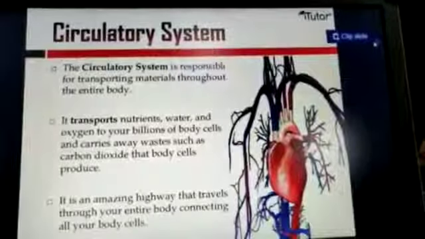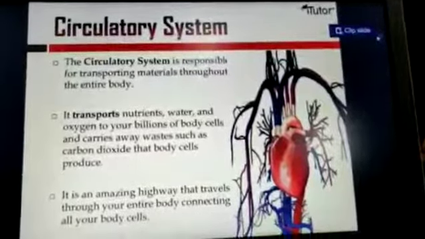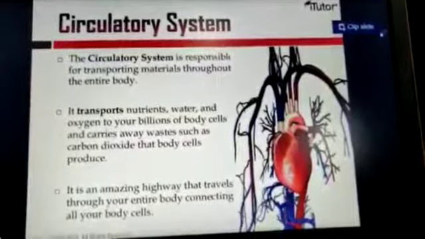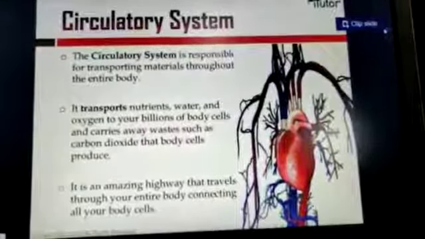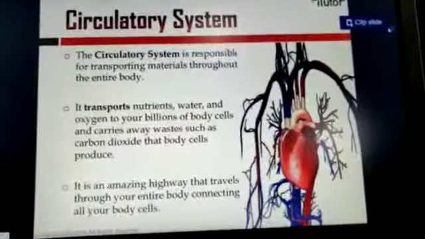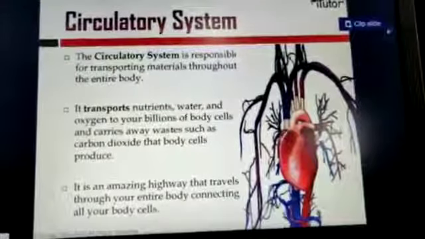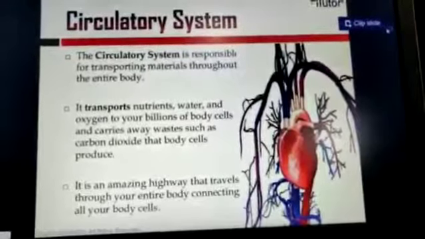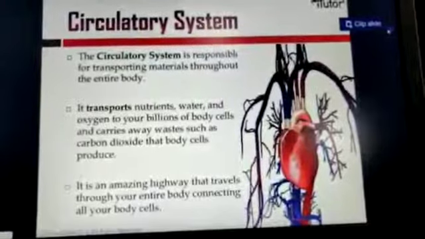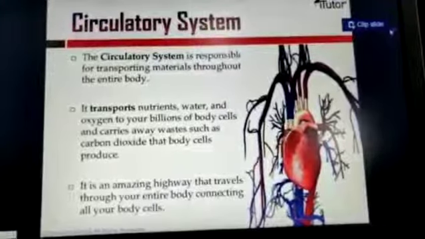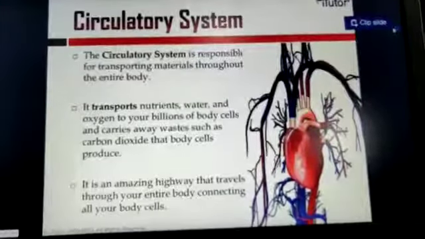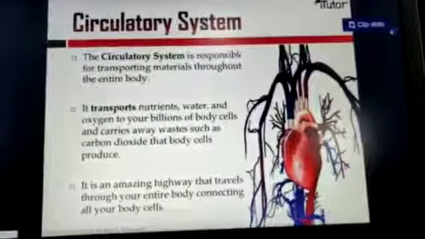Good afternoon, students. In our first video, we studied the life process of nutrition, in plants as well as animals. In the second video, we studied the respiratory system, a second life process, and today we are going to learn the third life process, that is the circulatory system.